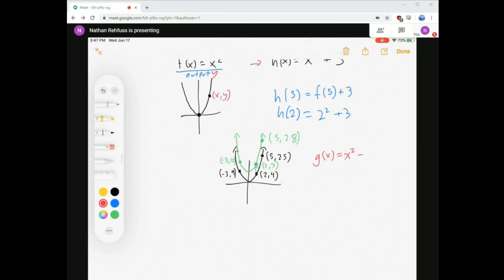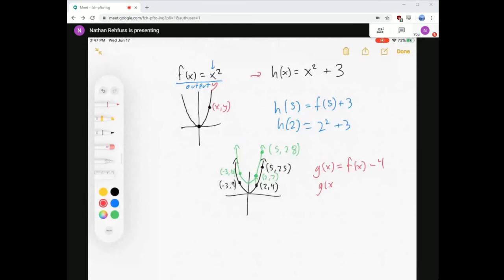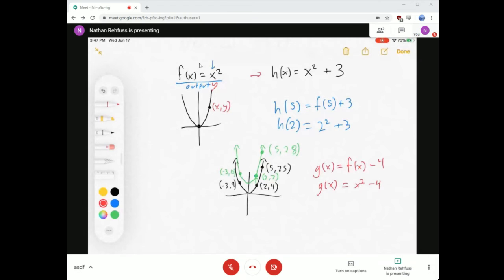let me write it this way. I'll take f of x and subtract 4. I'll make the output smaller. So I could say that g of x is x squared minus 4. Okay. So f of 2 is 4, but if I plug 2 into g, I'm going to take that 4 and subtract 4. So g of 2 will be 0.